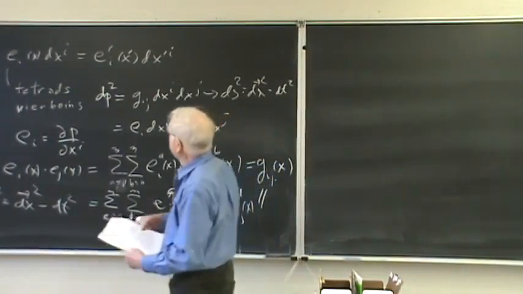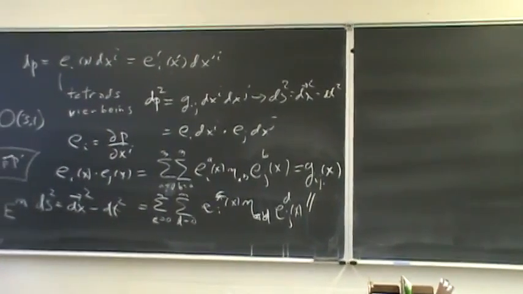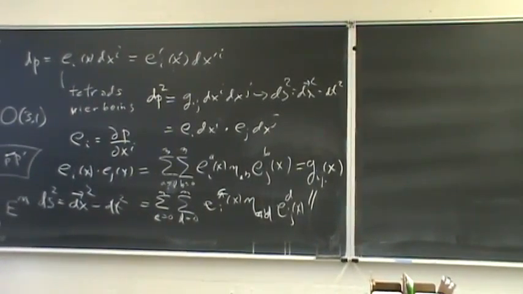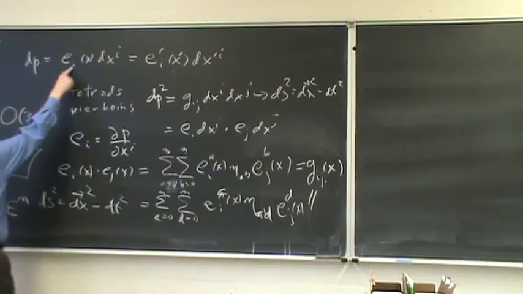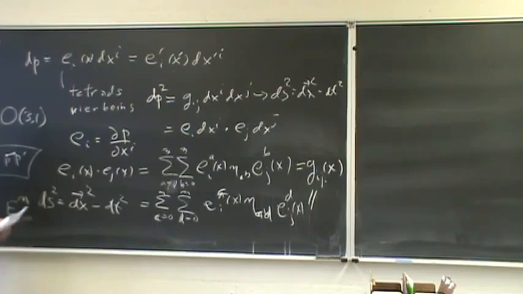If you examine this a little bit, you see that the tetrads themselves are covariant vectors. They have one covariant index. So this is a second-rank covariant tensor that transforms the usual way. I'm not going to read you all that.